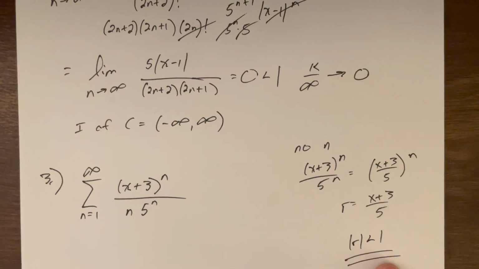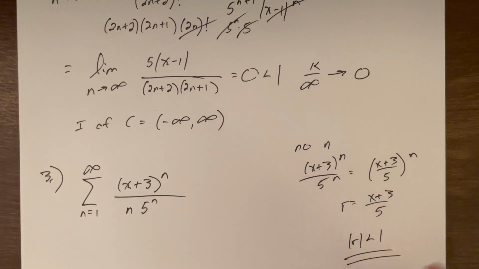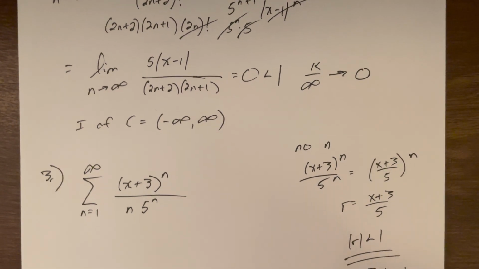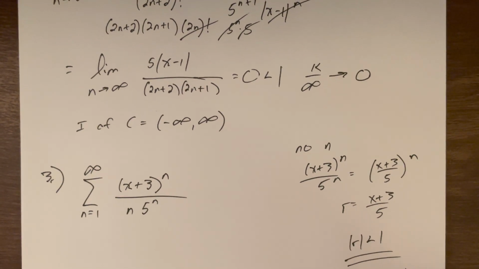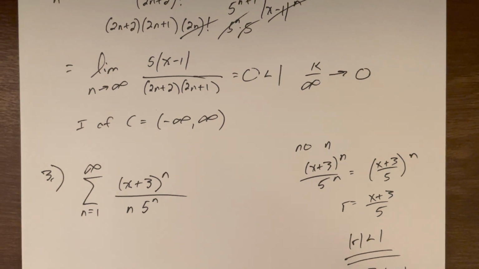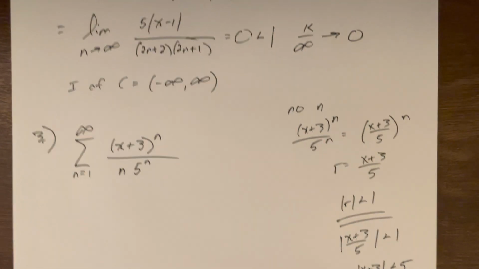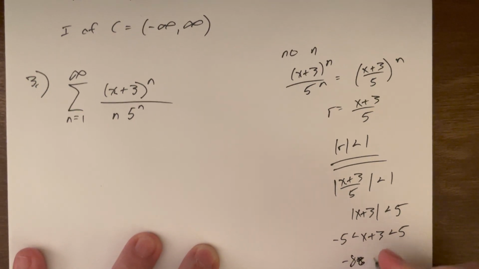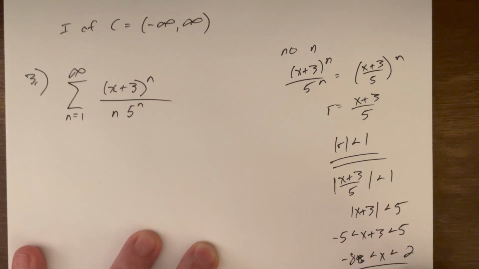that's your inequality. So you would solve this. You would have absolute value x plus 3 over 5 less than 1. So absolute value of x plus 3 is less than 5. Minus 5 is less than x plus 3 is less than 5. Subtracting the 3, negative 8 is less than x is less than 2.